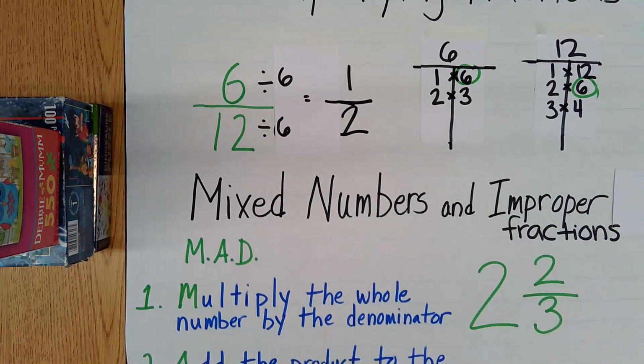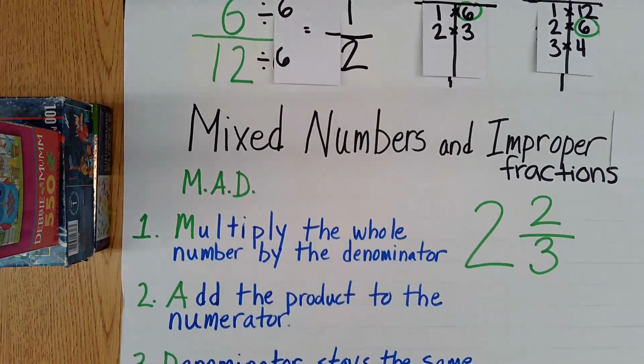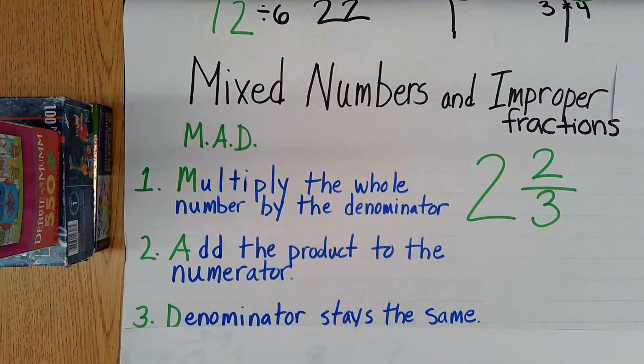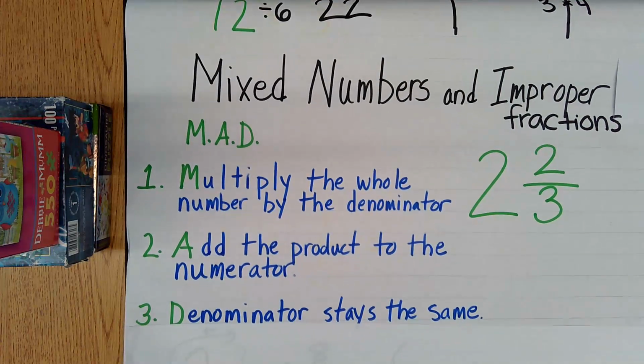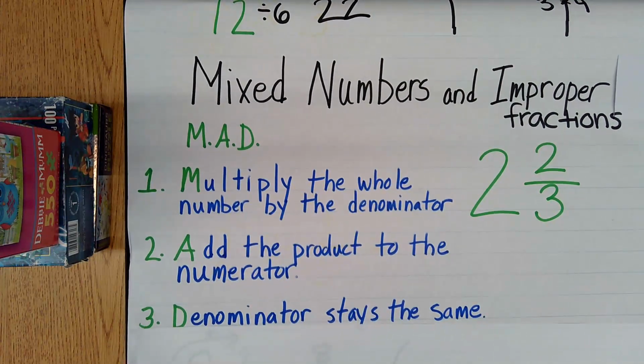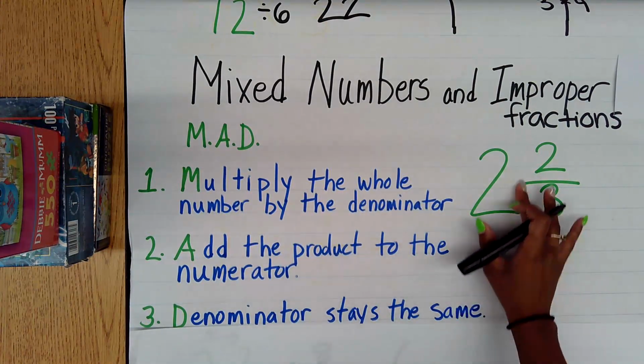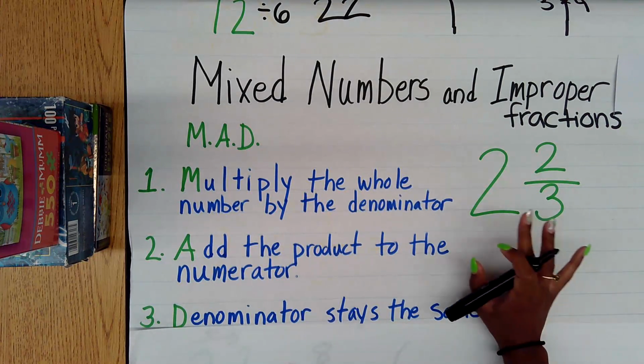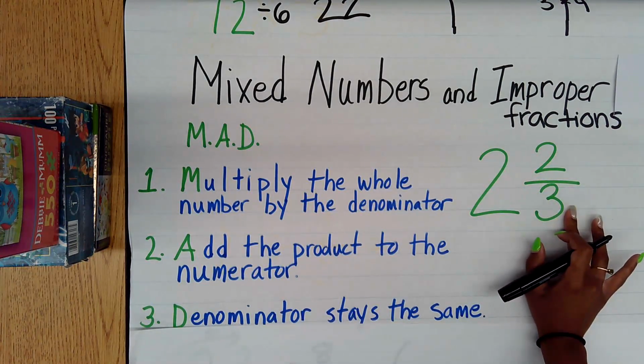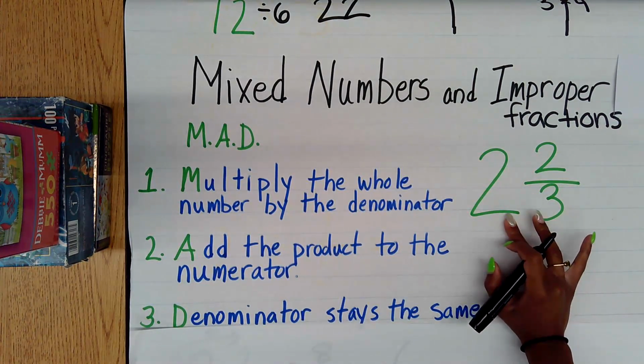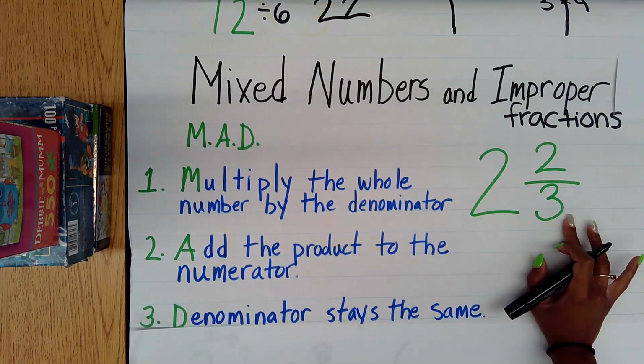Some other types of numbers students will be simplifying are mixed numbers and improper fractions. We're going to start with turning a mixed number into an improper fraction. So our mixed number is a whole number with a fraction. So 2 2/3 is a mixed number because I have 2 as my whole and 2/3 as my fraction.